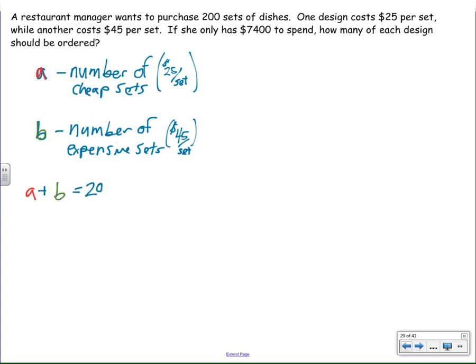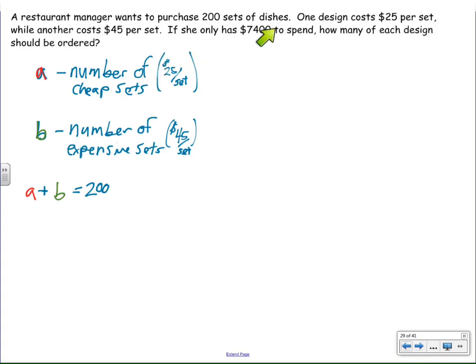And now I know that A plus B is going to equal 200. How do I know that? Well, it says we want to order 200 sets of dishes. If I take my cheap sets, add it to my expensive sets, I need to have 200 sets total. Once again, there's a whole bunch of different ways that I can make this combination. 100 and 100, 50 and 150. This could be one set, this would be 199 sets. But no matter what, we have to have 200 sets total. So that's the first equation. Lots of solutions to that equation.